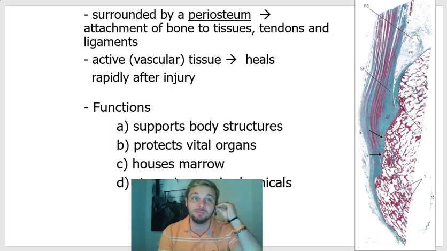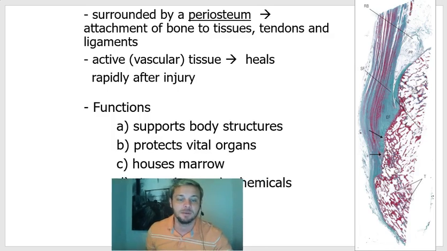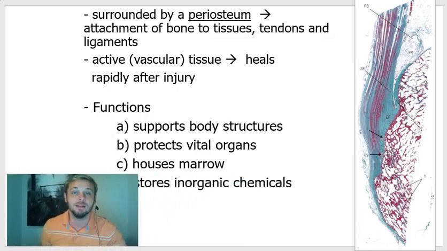Sometimes it's a lot better to break a bone than it is to get a bad sprain, because with sprains, we're talking about injuring tendons and ligaments, and those don't have a lot of blood supply. And so it takes a lot longer to heal a bad sprain than it does a broken bone. Bones heal 4 to 6 weeks. A bad sprain can take 3-4 months to fully heal.